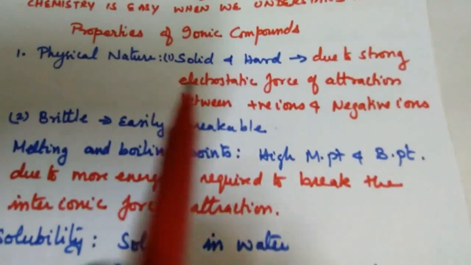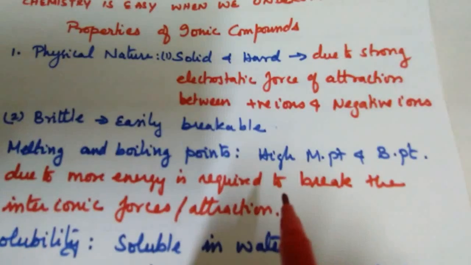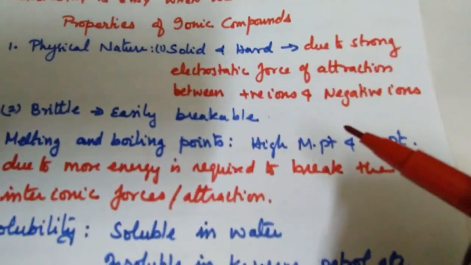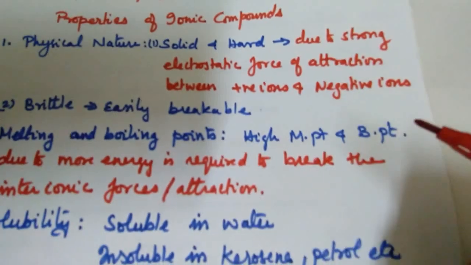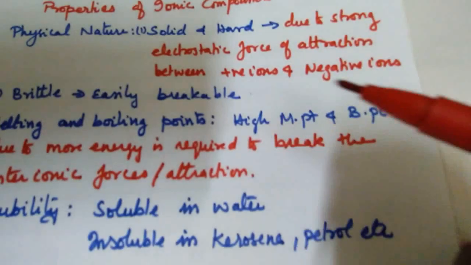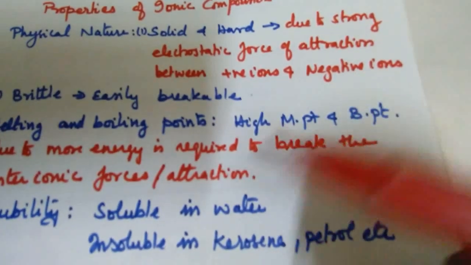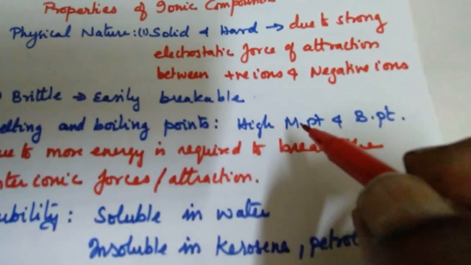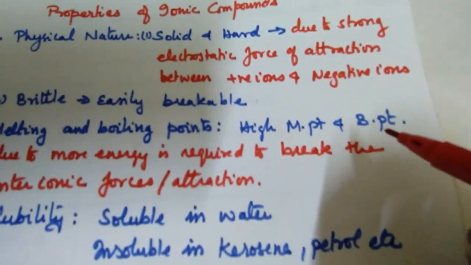Okay, melting and boiling point. What do you understand? When we have a very strong force of attraction, it means to break that force of attraction, we need a high amount of energy. So a high amount of heat energy has to be given to break that bond, right? So if I want to break that bond, then what do I have to do? I have to give more energy, that is higher temperature. So its melting point is higher and boiling point is higher.